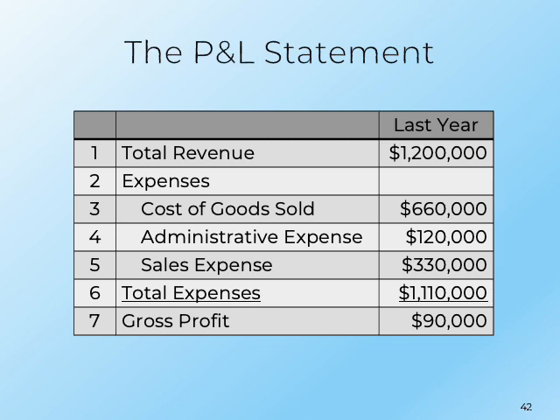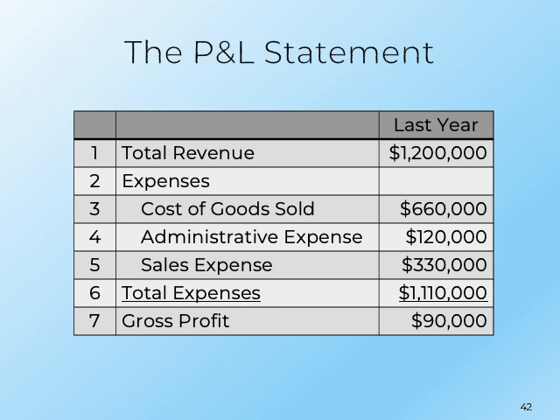As you can see, we show the total revenue at the top, and then we've broken down the company's expenses into three categories: cost of goods sold, which you can think of as raw materials; admin expense, which covers things like rent and staff salaries; and sales expense, which covers the salaries, in this case, of their 5 salespeople.